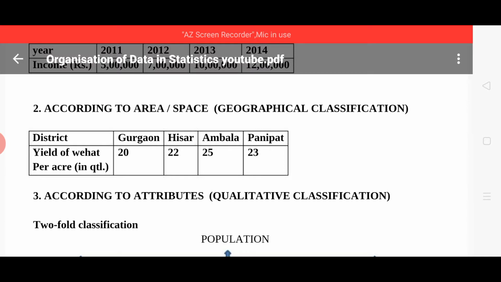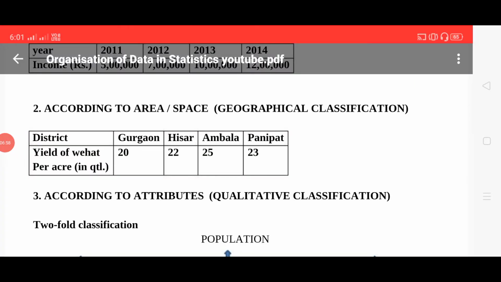Students, this is hypothetical data, so don't check whether this is true or not, because for the simplicity to make you understand, I am taking the data only hypothetical.